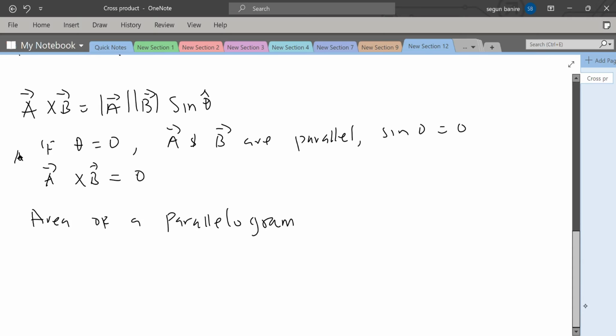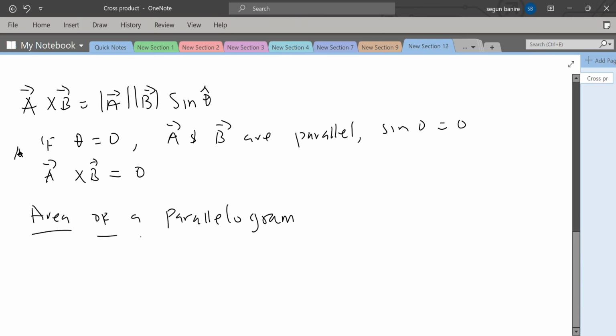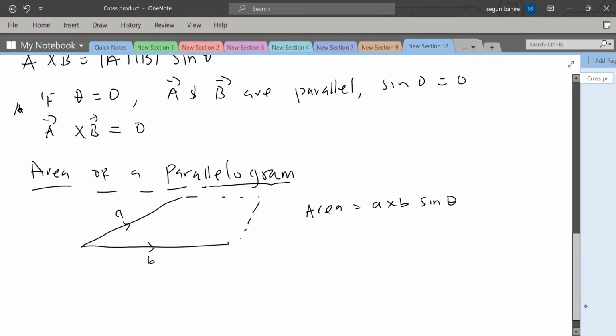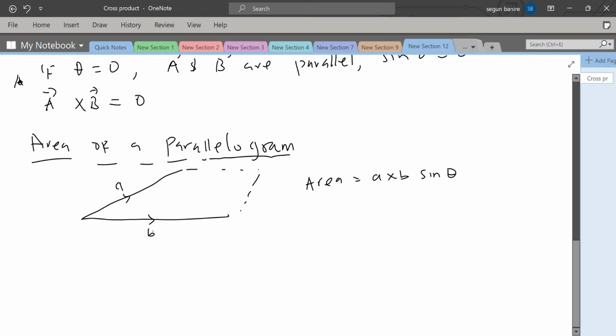Okay, so let's relate the vectors we've learned to the area of a parallelogram. If I have A and I have B, this is a parallelogram. What is the area of the parallelogram? It is A times B sine theta. Okay, so we can use vectors to get this.